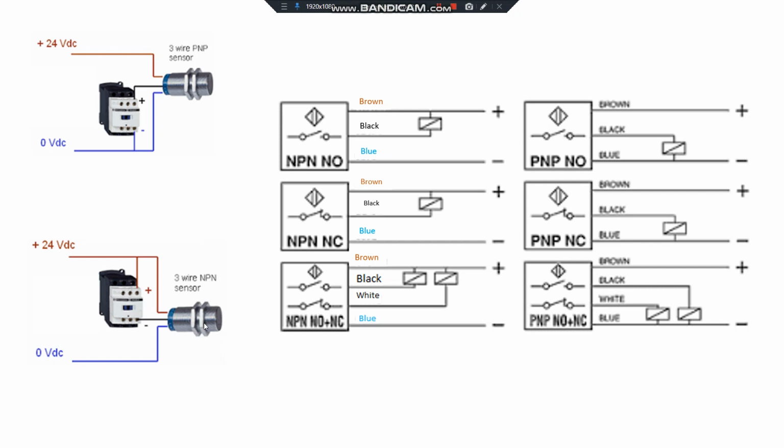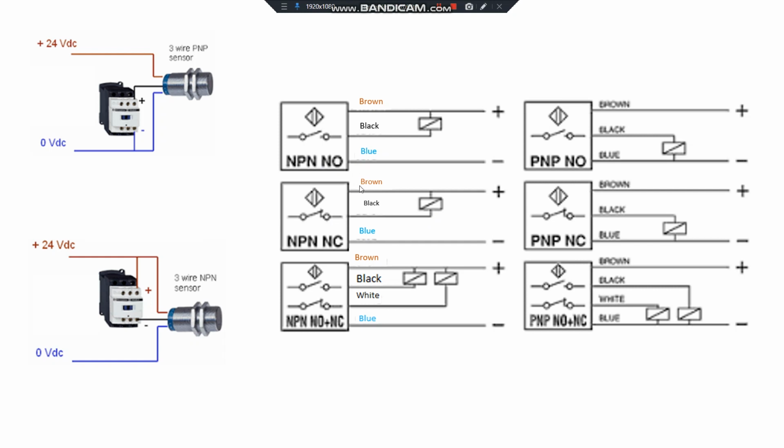And in the NPN sensor, when this sensor is activated, it will send 0 volt to the contactor. As we see, there is a stable 24 DC connected to A1, and this second section is stable. When this sensor is activated, it will send 0 volt to the contactor, and the contactor will be activated, like in the PNP sensors.